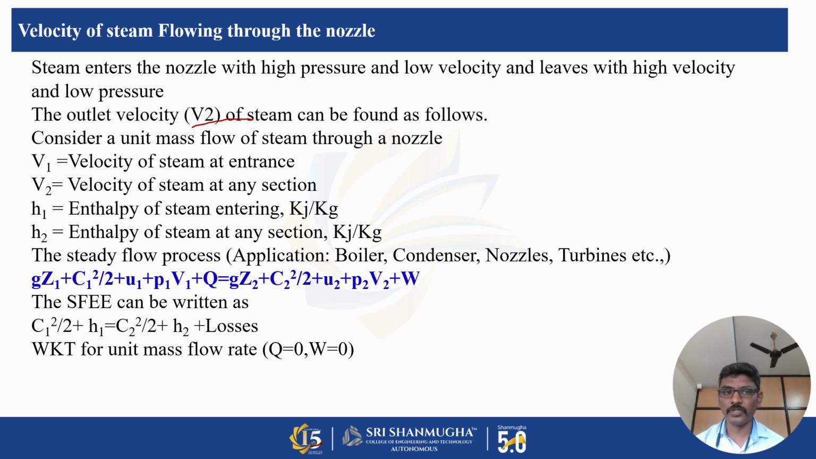Here we are going to find the velocity equation by using the steady flow energy equation, the thermodynamic steady flow energy equation. Here V1 is the velocity at entrance, V2 the velocity at exit, and H1 and H2 are the enthalpies of steam entering and steam exiting. This is the steady flow energy equation: datum energy g z1 plus kinetic energy C1 squared by 2 plus U1, the internal energy, plus P1 V1, the flow energy, plus Q, the heat transfer, equal to g z2 plus C2 squared by 2 plus U2 plus P2 V2 plus work done. As per the first law of thermodynamics, Q equals W plus delta U.